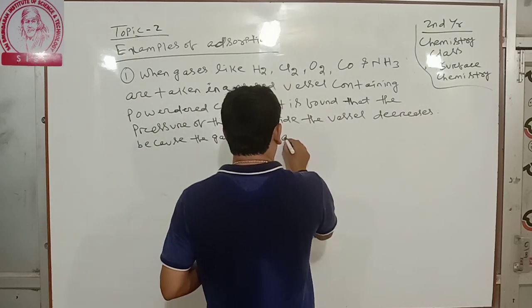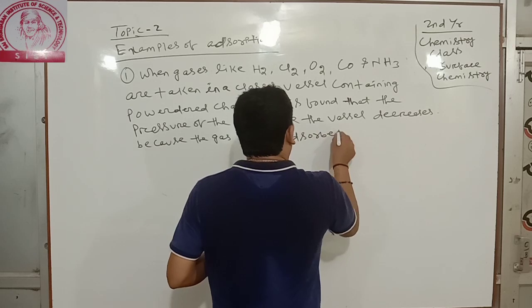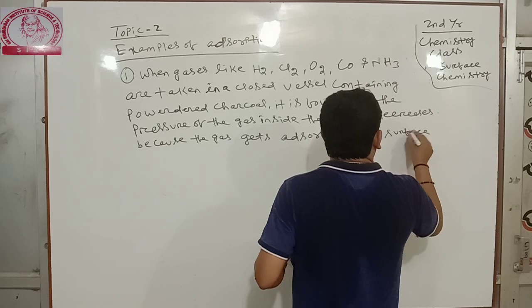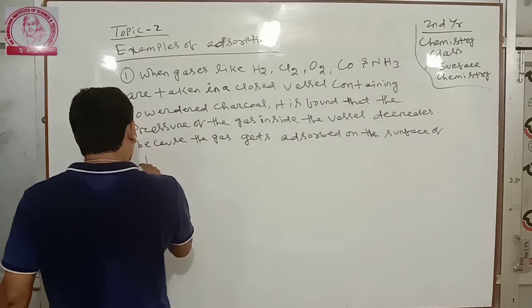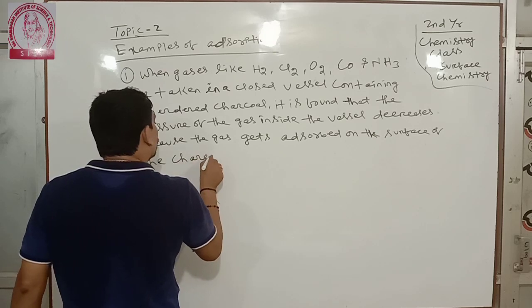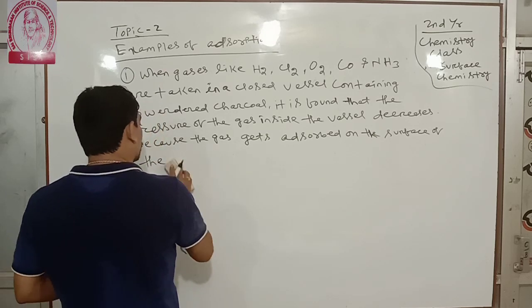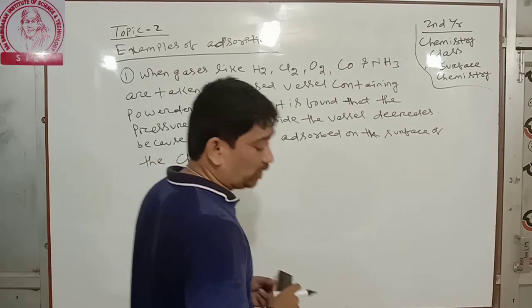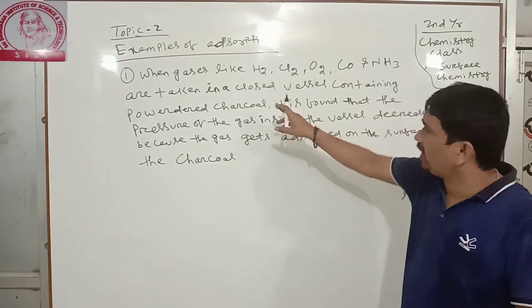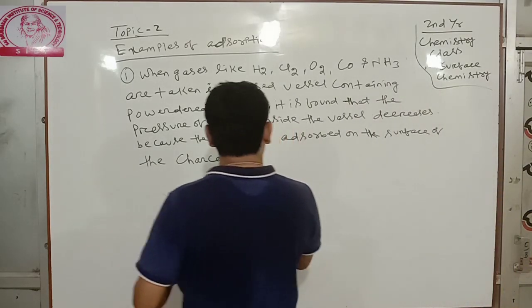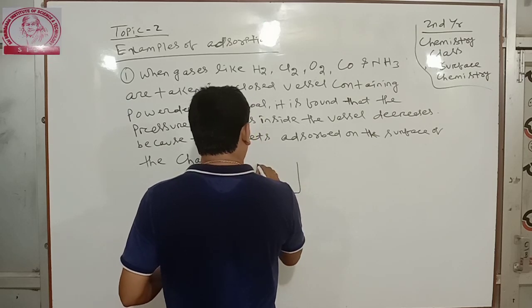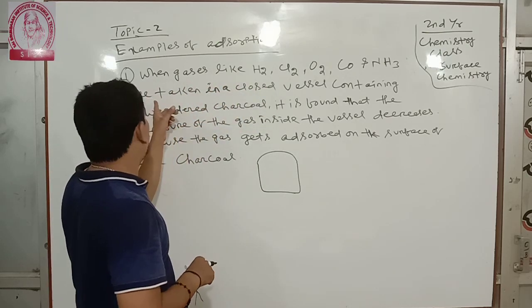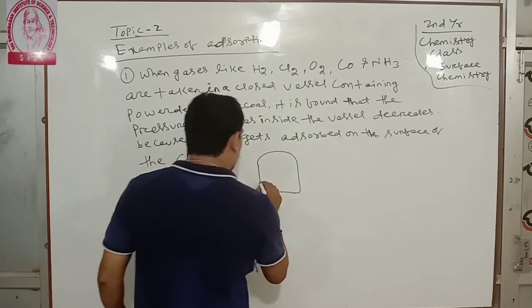get adsorbed on the surface of the charcoal. Look at this very important thing. Suppose in a closed vessel, gases like H2, Cl2, O2, CO and NH3 are taken in a closed vessel containing powder charcoal. This is a powder charcoal.